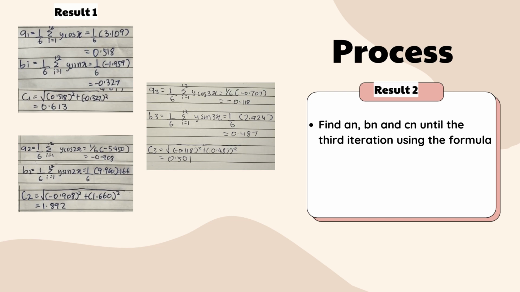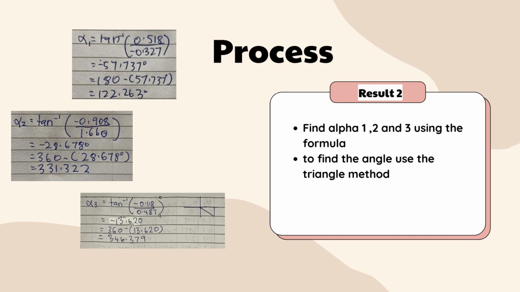First we need to find A1, B1, C1, A2, B2, C2, A3, B3, and C3. As you can see, A1 you need to find using y cos x, B1 using y sin x, and then C1 you need to insert both of them, like this. And the same for finding A2, B2, C2, and A3, B3, C3. And the next step is to find alpha 1, 2, and 3 using the formula given.